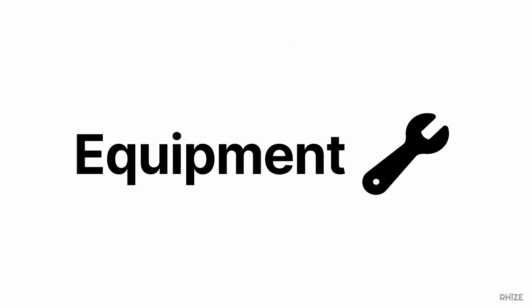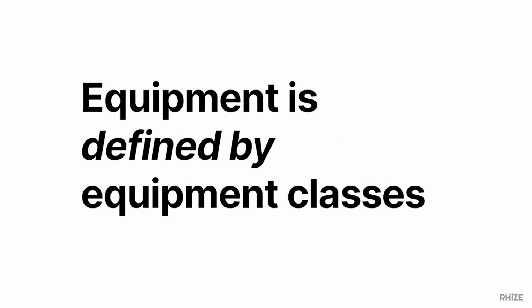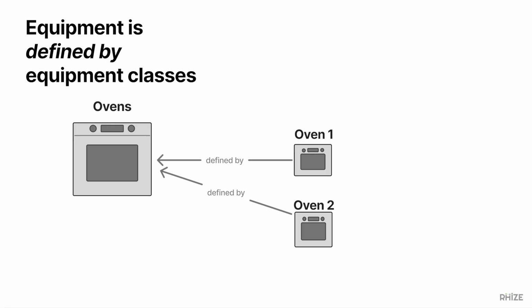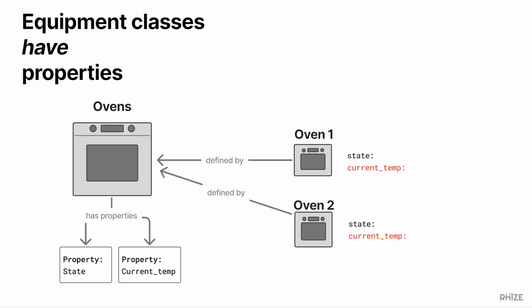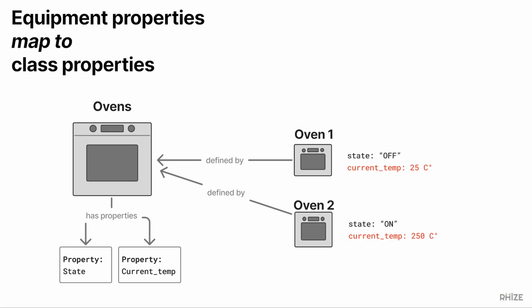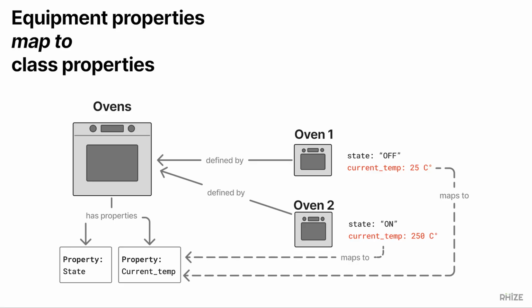Let's start with equipment. Equipment classes can define multiple equipment items. For example, my oven's class defines the 2 physical ovens in my kitchen, oven 1 and oven 2. This class has properties for state and current temp, and my oven instances inherit these properties. But these properties also have values, which may differ. For instance, oven 1's state property is off, and its current temp is 25 degrees. Oven 2's state is on, and its current temp is 250 degrees. These equipment property values map to their associated class property.